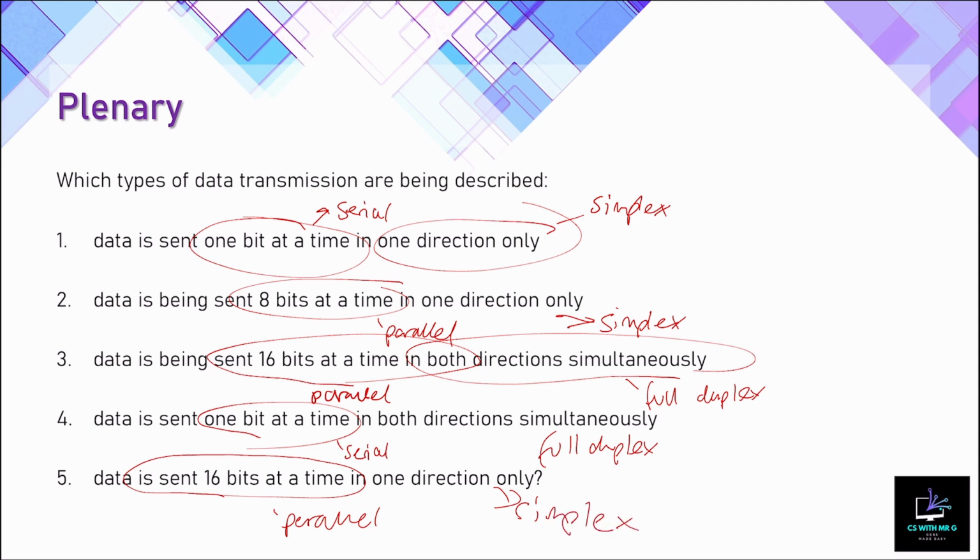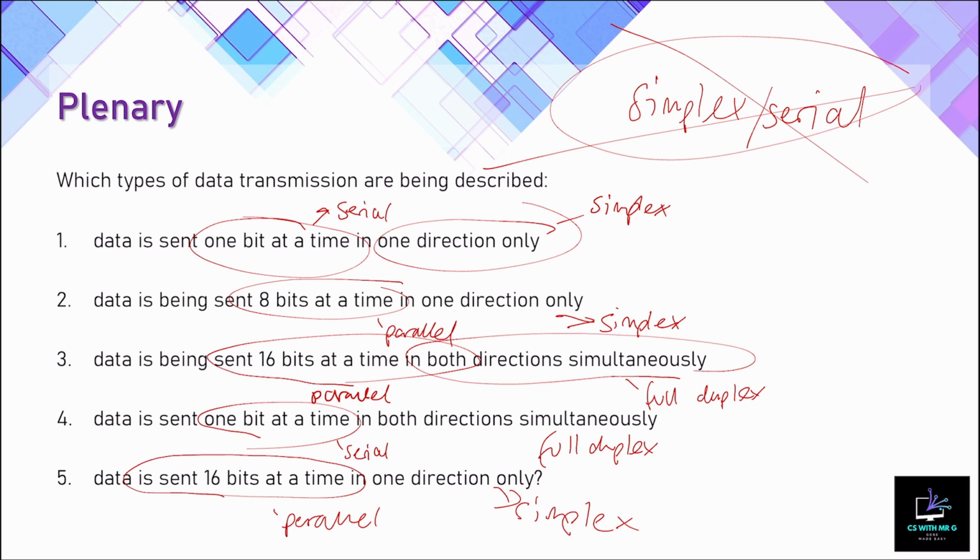Okay? So often students get confused with simplex and serial. These are the terms I always see students get mixed up, simplex and serial. They are not the same category. Simplex refers to the direction. Serial refers to how many bits are being sent, which is one bit at a time. So please don't get them mixed up. Remember, you've got serial and parallel in one, simplex, duplex, and half-duplex in the other. And you have to pick between each one on each side.